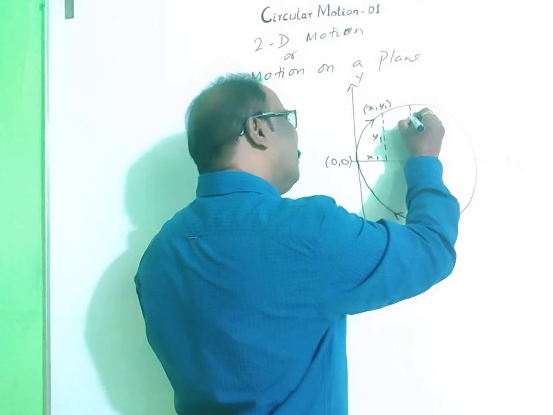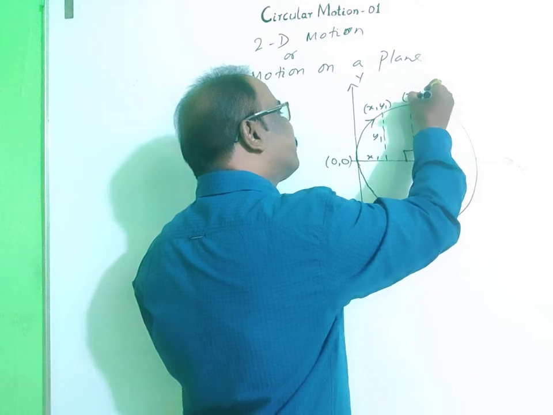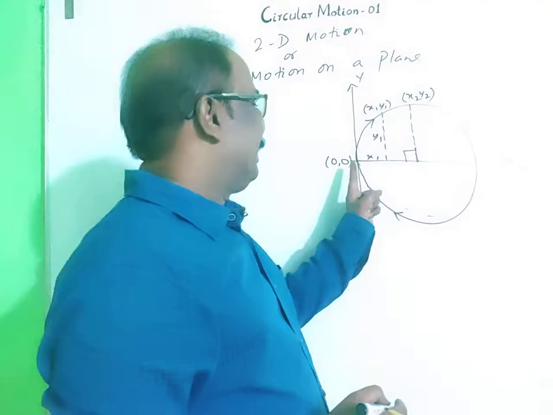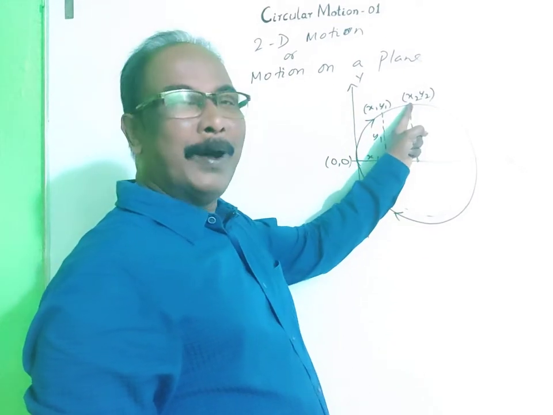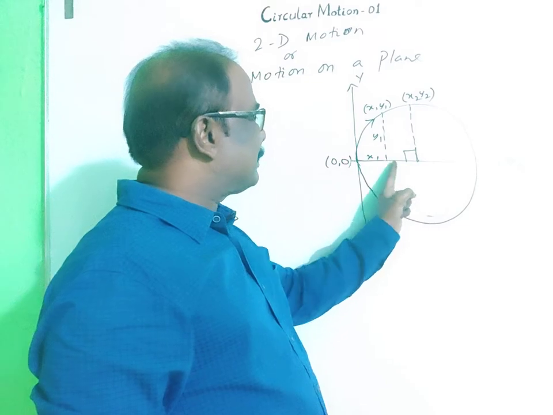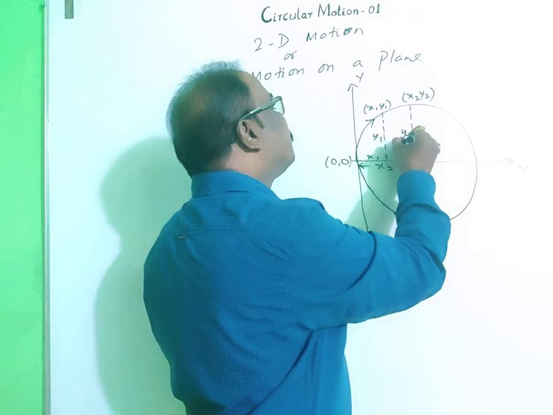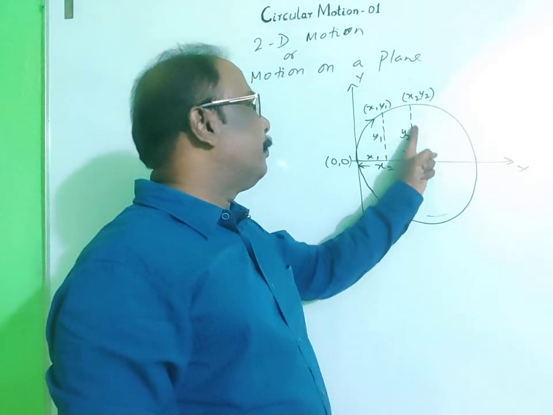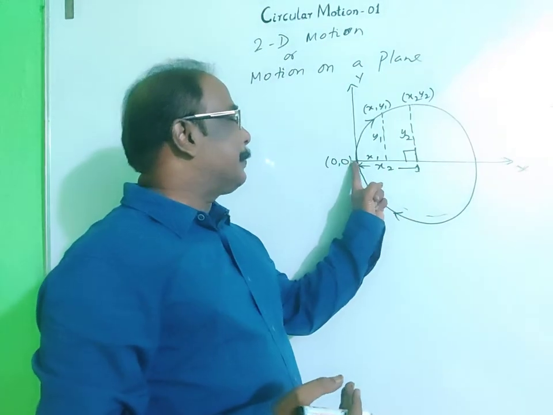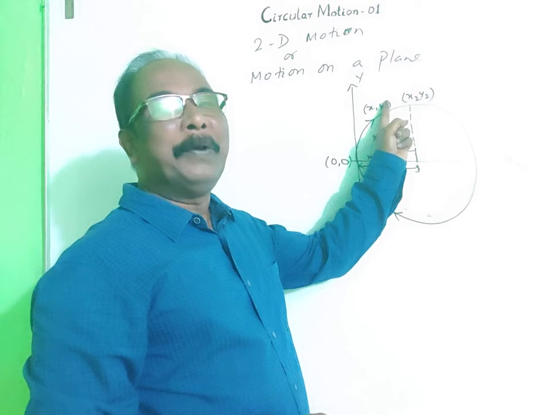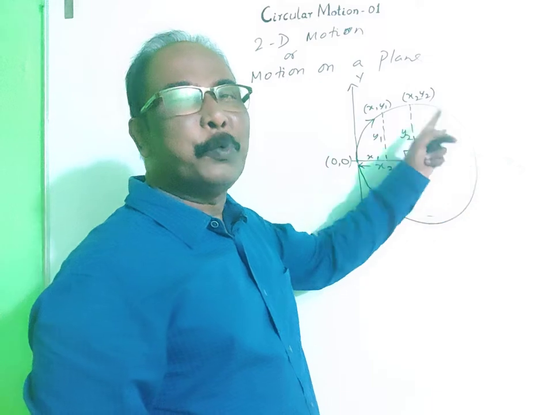When the particle completes a quarter circular path, means here angle is 90 degree, here coordinates are x2, y2. So, till the particle reaches at this point, means completes one quarter of circular path, value of x is increasing up to this value. This is x2 and this value is y2. So value of x is increasing, value of y is increasing. Okay. So see, x coordinate is changing as well as y coordinate is changing. So this is motion on a plane. So here motion on xy plane.